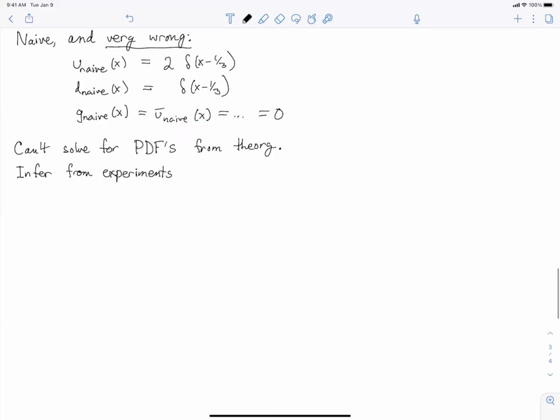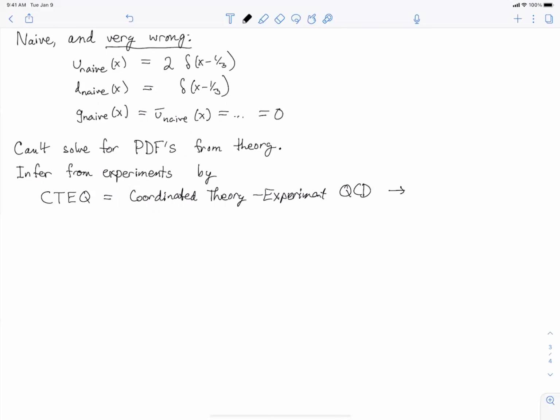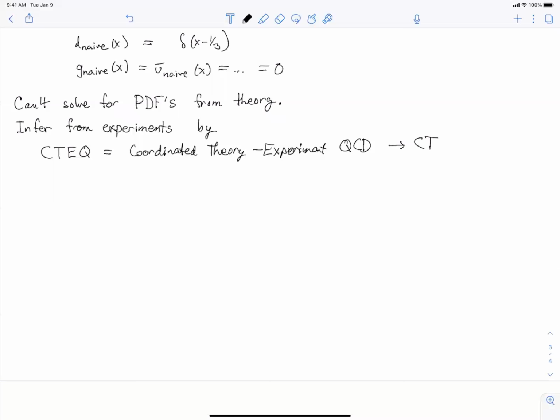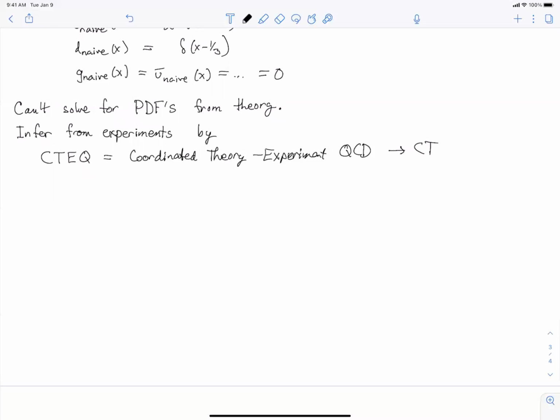I'm going to write down a few of the collaborations that do this. One is known as CTEQ. So this stands for Coordinated Theory Experiment for QCD. And I think they've lately taken to just calling themselves CT. But it's a group of people whose main job it is to figure out what the parton distribution functions are.